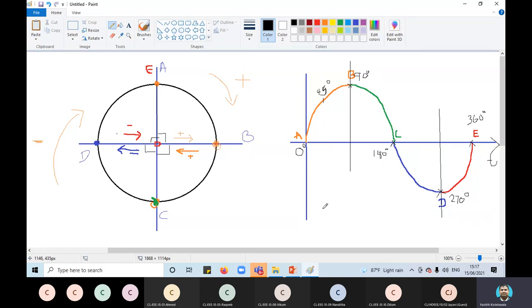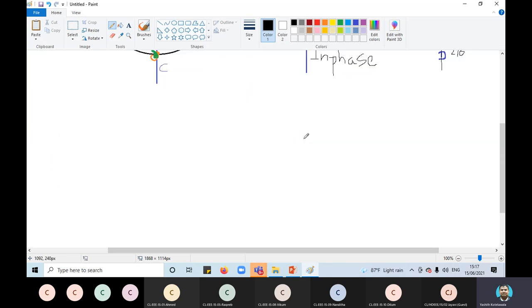So this type of signal we call an in phase signal. This is in phase. There is no phase mismatching, no phase differences, nothing. When time is equal to zero, the positioning angle is zero.